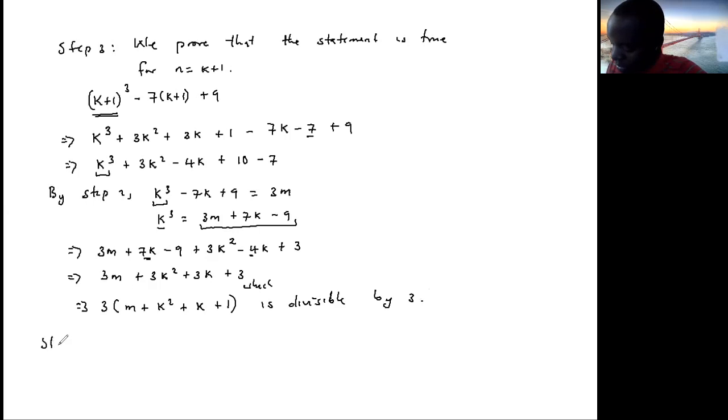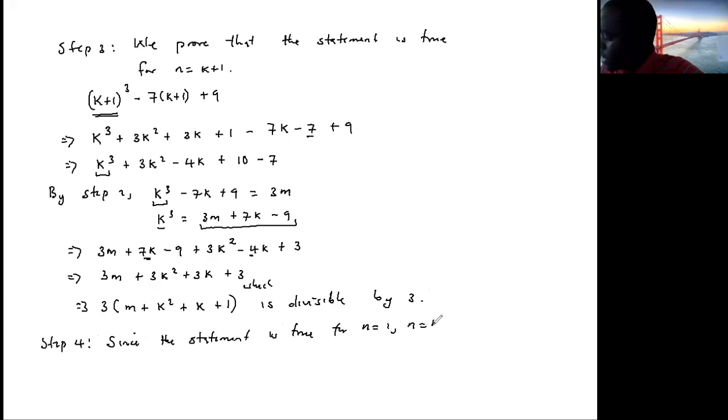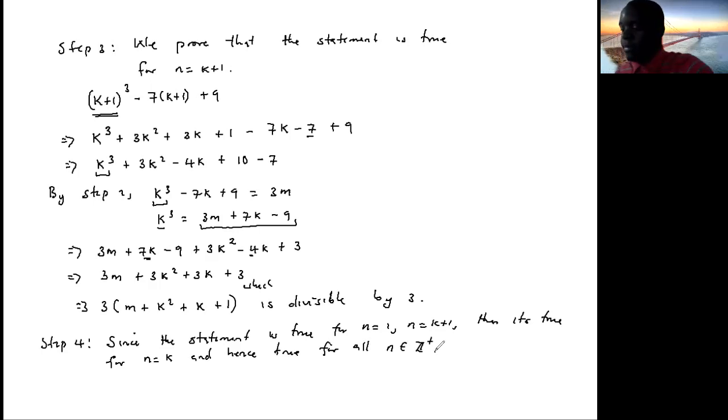So we go now for step 4 and say, since the statement is true for n is equal to 1, for n is equal to k plus 1, then it's true for the assumption, which is n is equal to k, and hence true for all n positive integers. So that's how you follow induction.